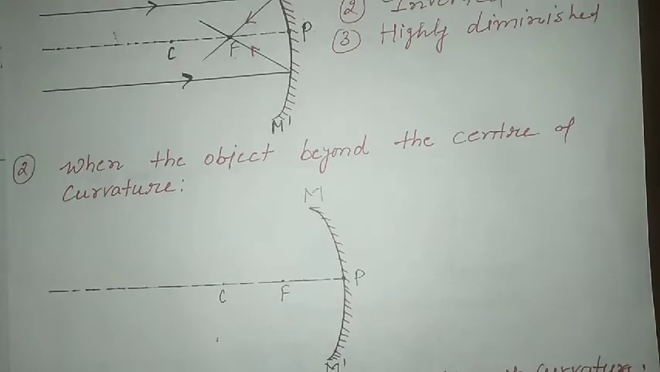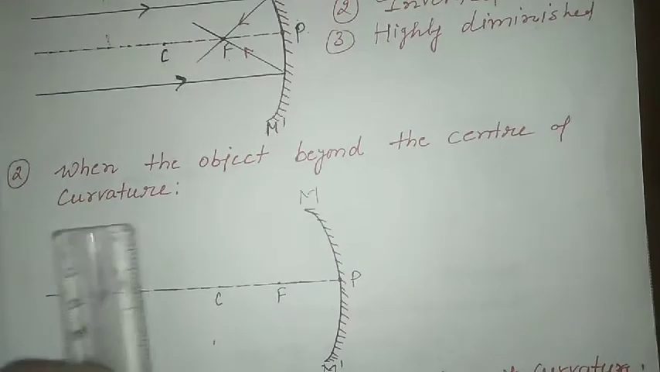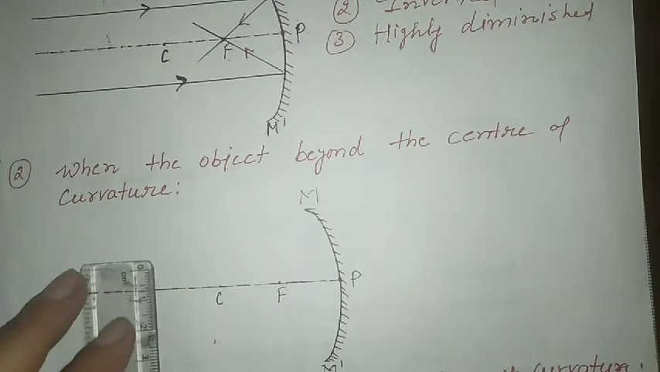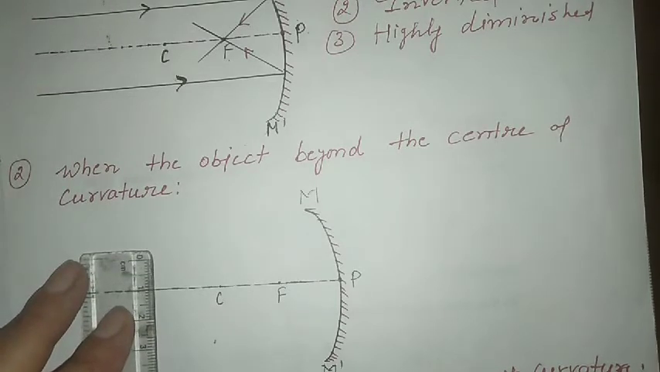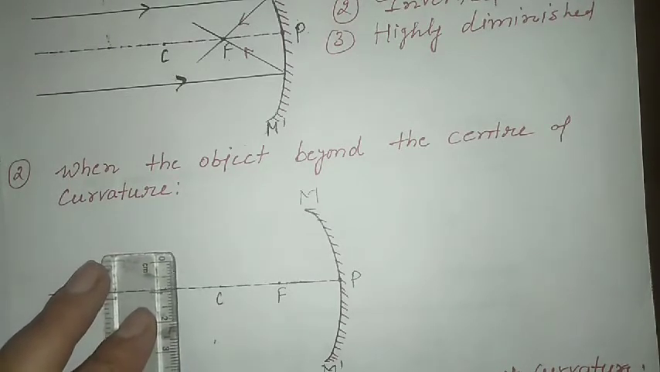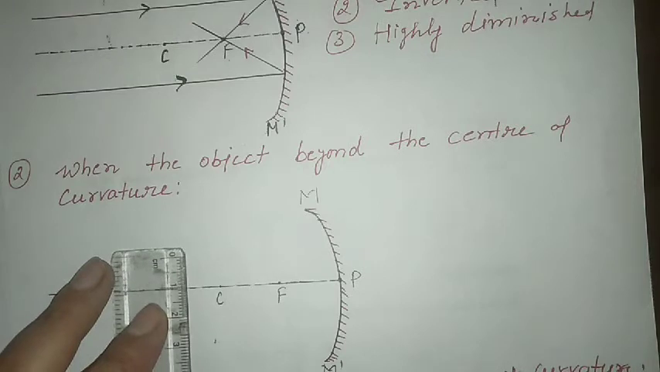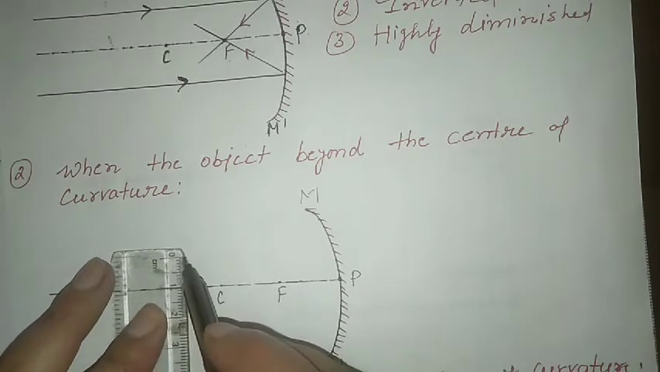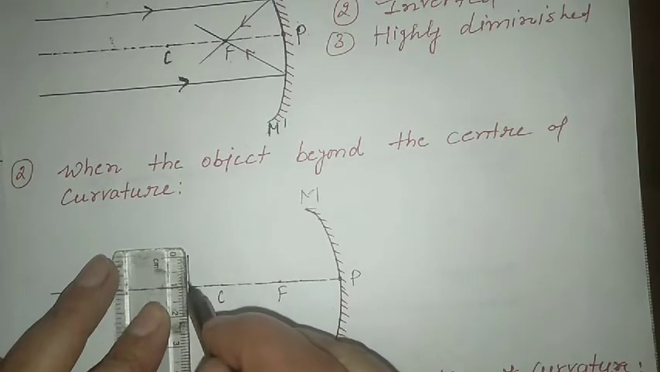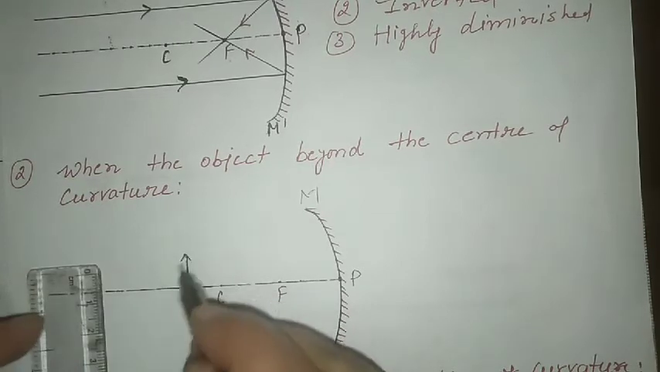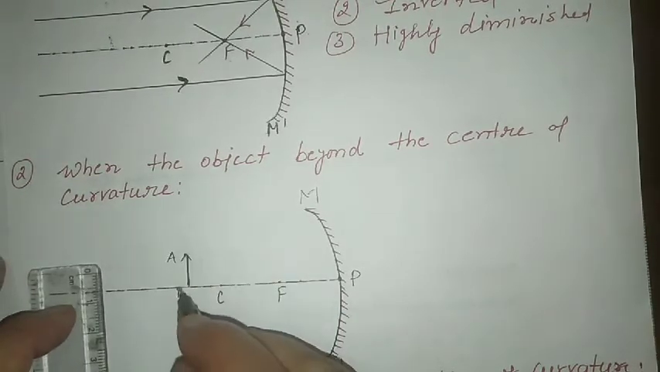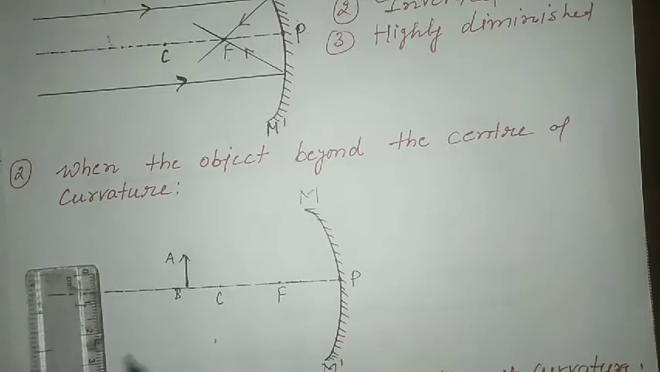Now where the object is placed. Object is placed beyond C. So beyond C, if we mark here, suppose this is an object of 1 centimeter, I am taking 1 centimeter here. 1 centimeter. This is an object, we will name it A and B. This is the head of the object.